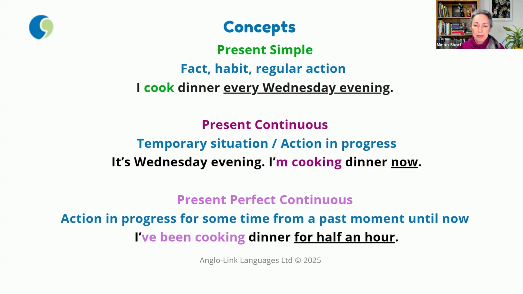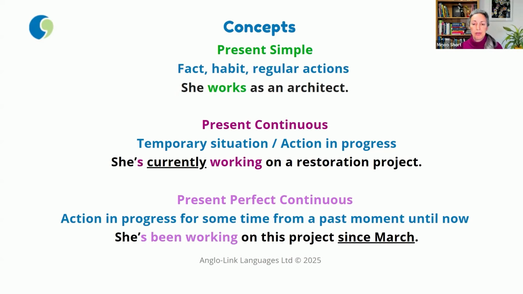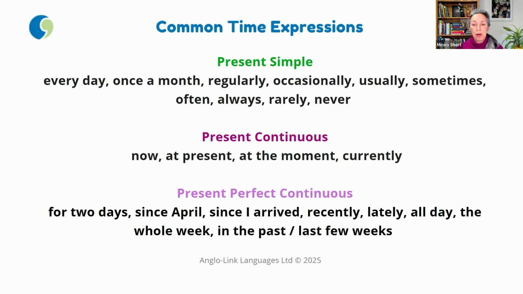Let's look at one more example for the different concepts. For example, a fact, present simple: she works as an architect. But present continuous, action in progress, temporary situation: she's currently working on a restoration project. And present perfect continuous, action that started in the past and continues until now: she's been working on this project since March, right?